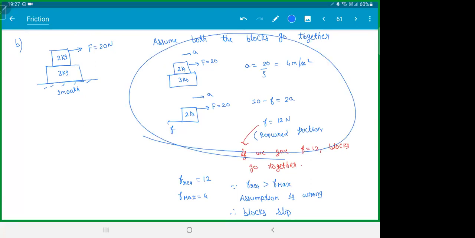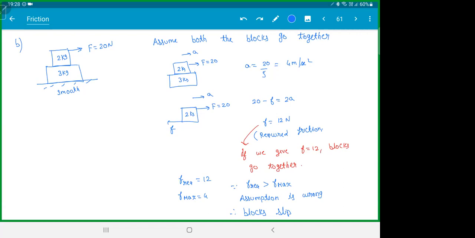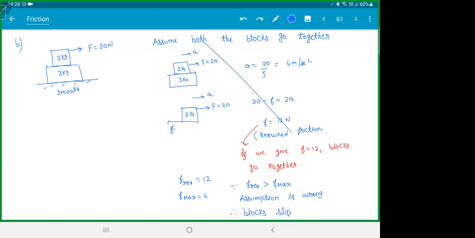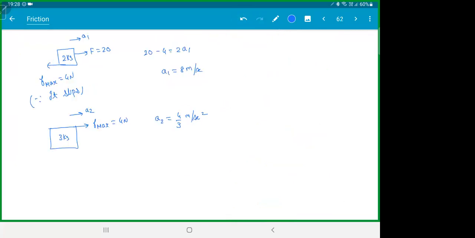We thought both are going together, we found the acceleration, and from there we found the friction. Sure, Monica? So basically we took acceleration as 4, then we got friction is 12. Now see, the meaning of this is, if you give me 12, my assumption is right. But can I give 12? I can't give 12. I can give maximum 4. That's why my assumption is wrong. This is all gone, so we have to resolve again. You have to draw a new FBD and solve. Got it? You always have to prove.